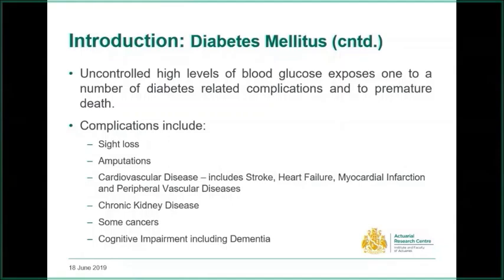So when one's blood glucose level is not controlled, what happens? One suffers from a number of diabetes-related complications, or one has a premature death. These complications include sight loss, amputation, cardiovascular diseases, which include stroke, heart failure, myocardial infarction, and peripheral vascular diseases. And then also one can suffer chronic kidney diseases, some cancers, and cognitive impairment, including dementia.